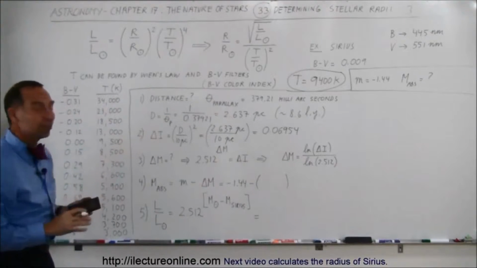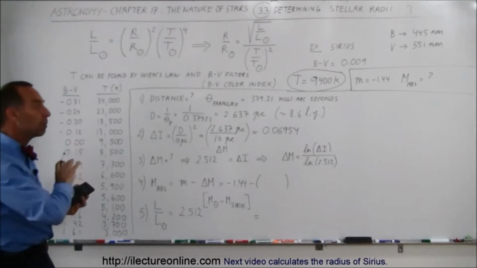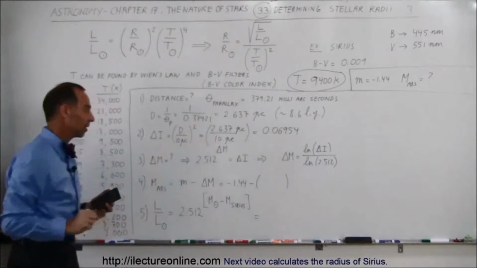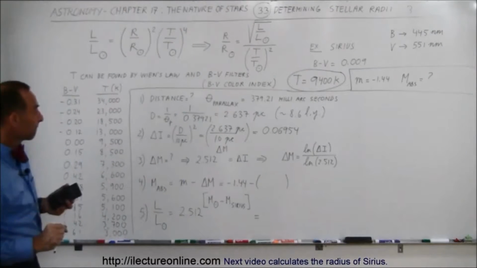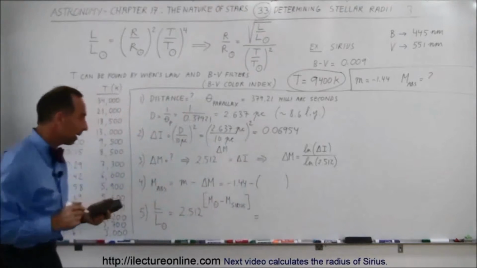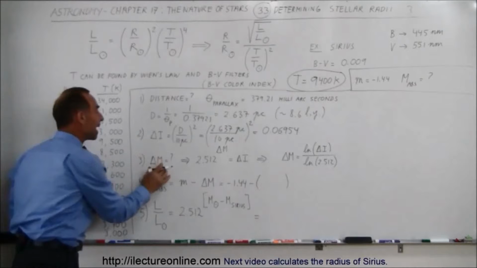So the intensity would be less than 10%, about 7% of what it is now when we place it 10 parsecs away instead of its current distance of 2.6 parsecs. Put a square there. Oh, yes. Yes, I need to put a square there. Thank you. All right. Next, we want to find the absolute magnitude.